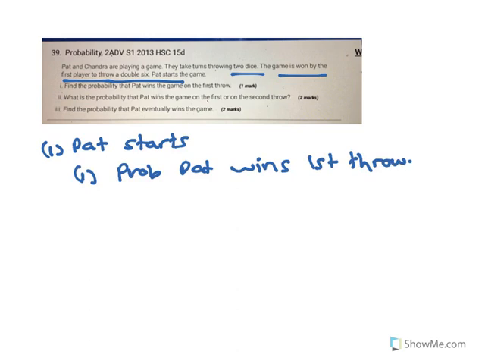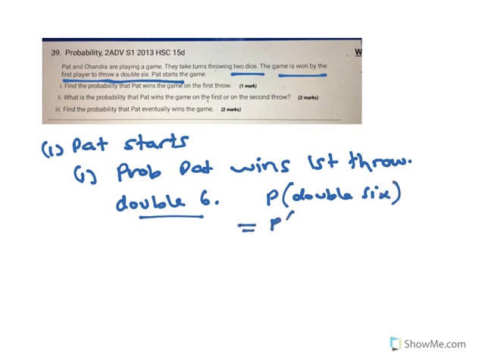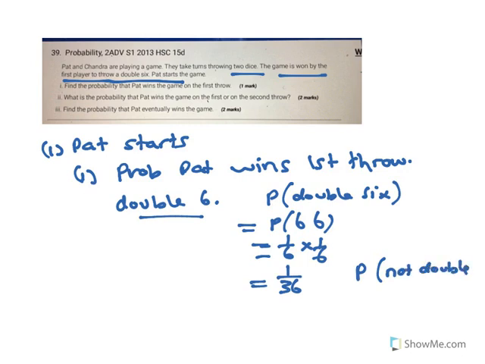So to win, you need to throw a double 6. So there's 2 dice. So what's the probability of getting a double 6? It's going to be the probability of a 6 and a 6, which is 1 in 6 times 1 in 6, which is 1 in 36. There's 36 possibilities. The probability of not getting a double 6 would be 1 minus that, so that's 35 on 36. Okay, so that's the answer to part 1.